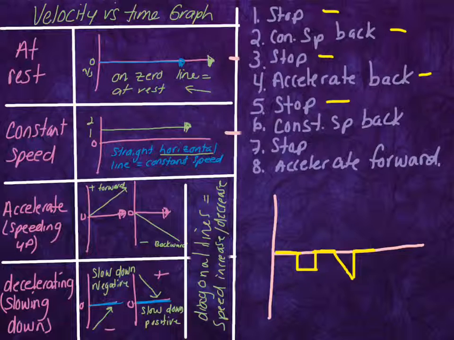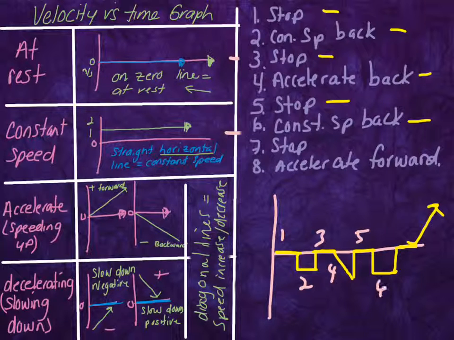Okay, number 6. We're at a constant speed going back. So here we go. Back again. And then we're going to stop. Stop. And then we're going to accelerate forward. Bam. Okay, that's what it should look like, and this is going to be ugly to label. 1, 2, 3, 4, 5, 6, 7, 8. Done. Okay.